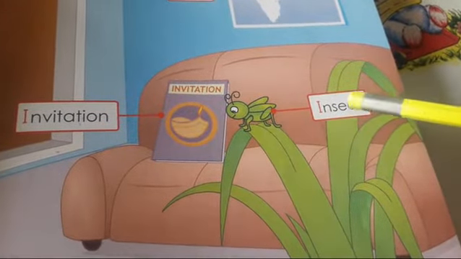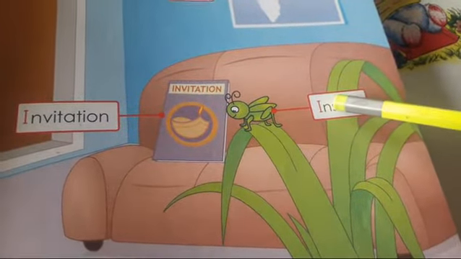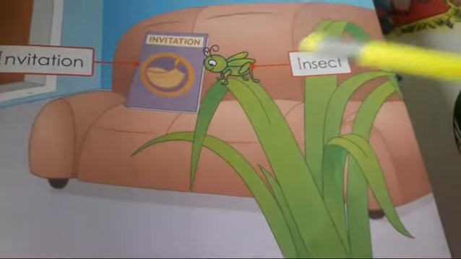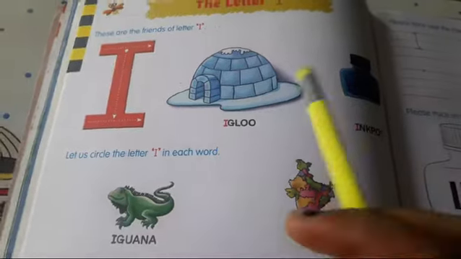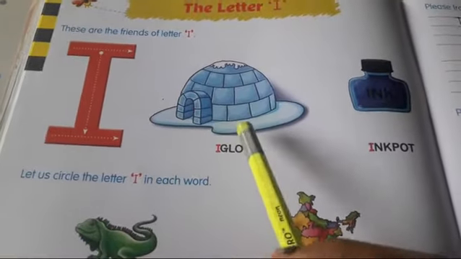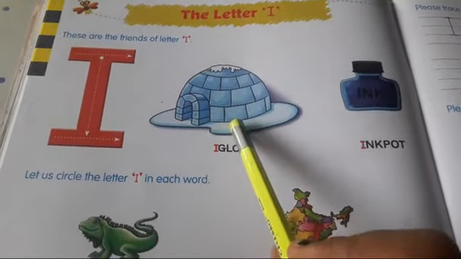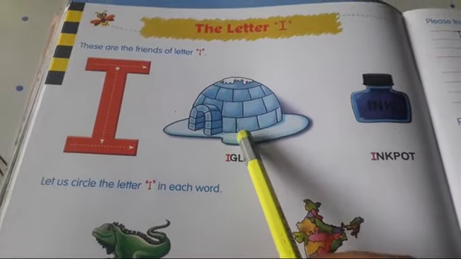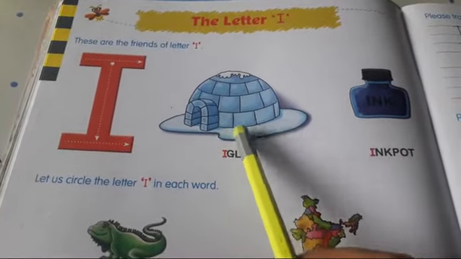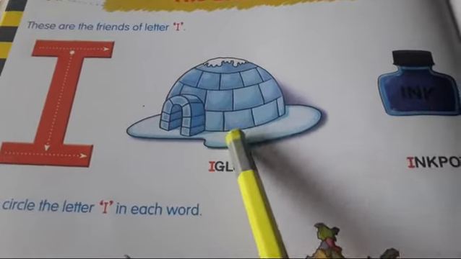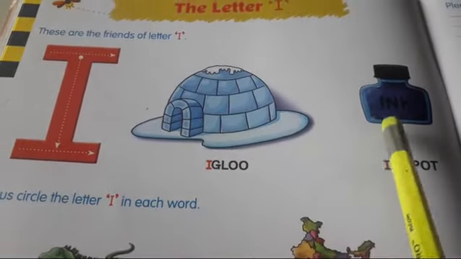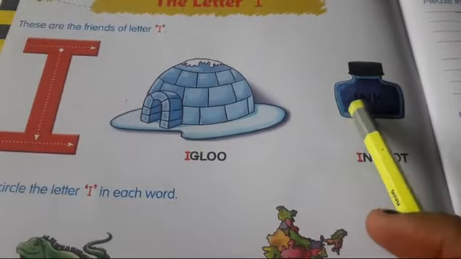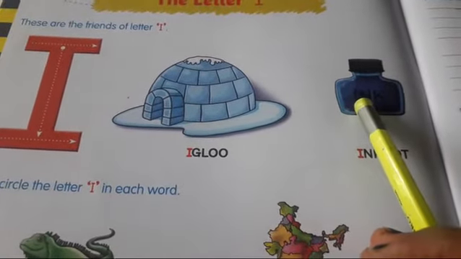Insect. I is for insect. Insect. I is for igloo. Igloo. It's made by ice. Okay. I is for igloo. Inkpot. I is for inkpot.